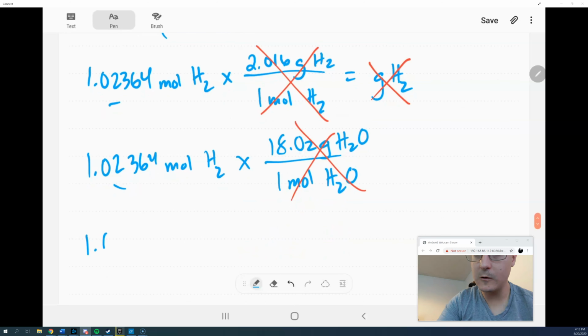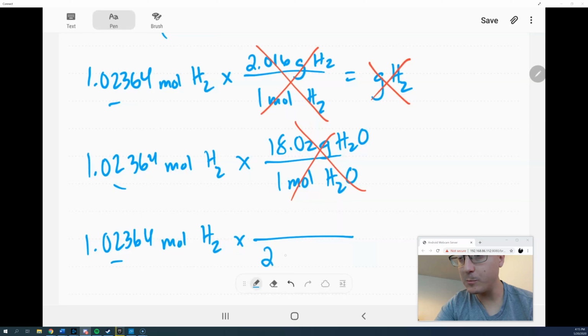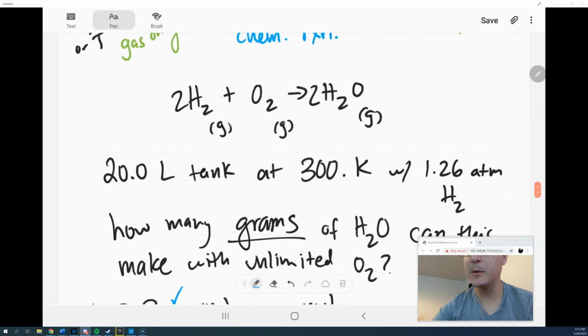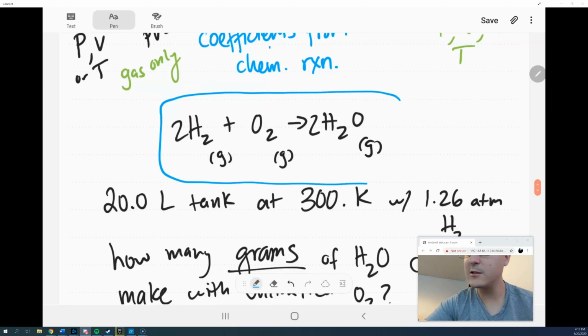So 1.02364 moles hydrogen. We're going to actually put 2 moles hydrogen and 2 moles of water. So you always want to put your reaction coefficients in. Okay, so yes, even though they are the same, they will cancel out. It's always better to just get in the habit of writing exactly what they are. So we know that 2 moles of water and 2 moles of hydrogen is what the ratio is. So these are just our reaction coefficients.